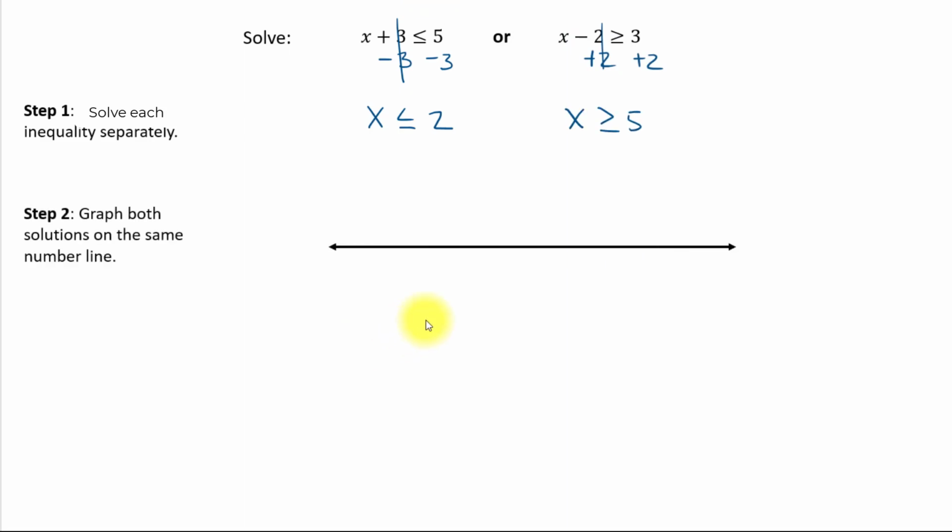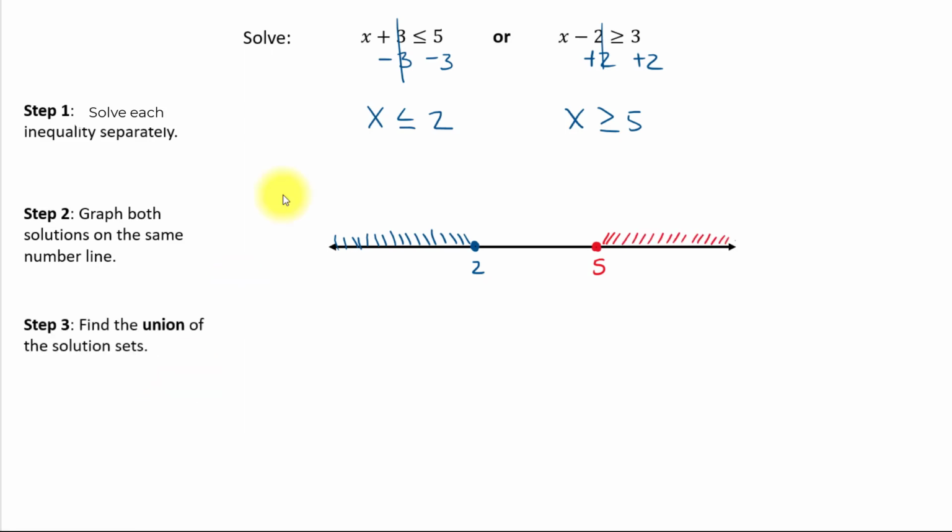In the second step, we're going to graph both solutions on the same number line. Since the first solution is x is less than or equal to 2, I'm going to place the closed circle at 2 and highlight to the left. The second solution is x is greater than or equal to 5. I'm going to place the closed circle at 5 and highlight to the right. This is where I have values that are greater than 5.